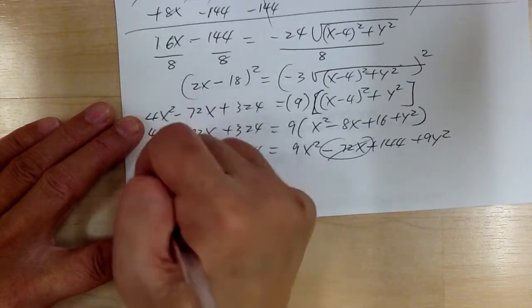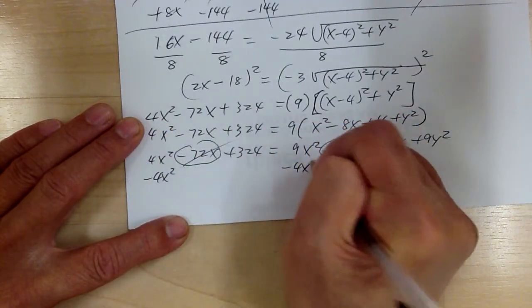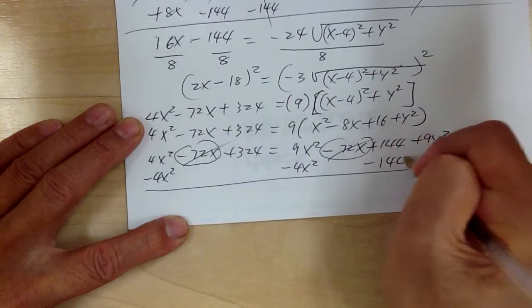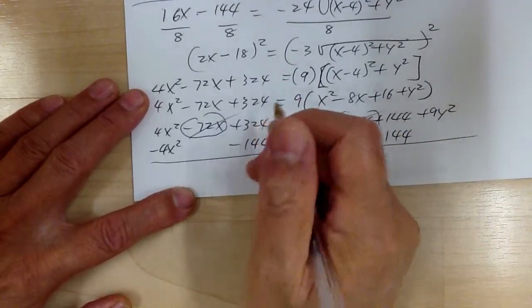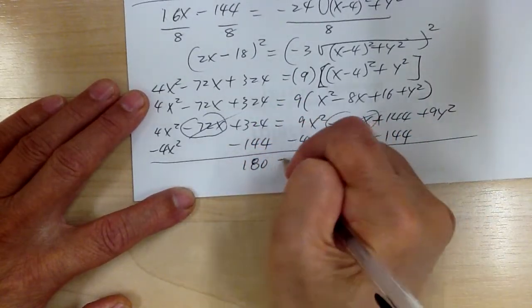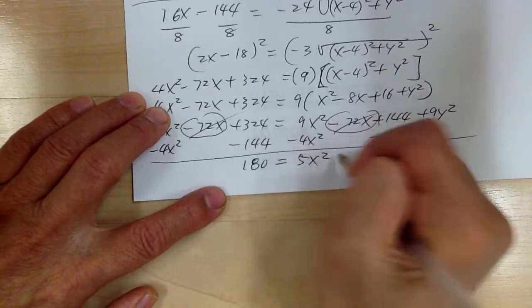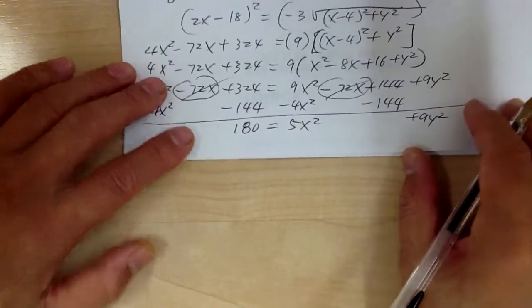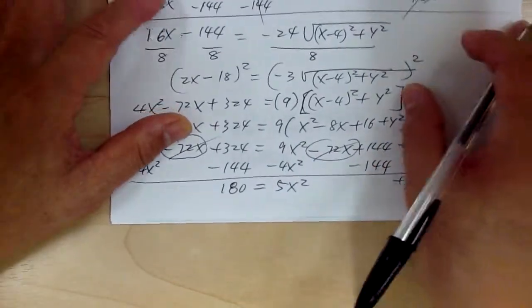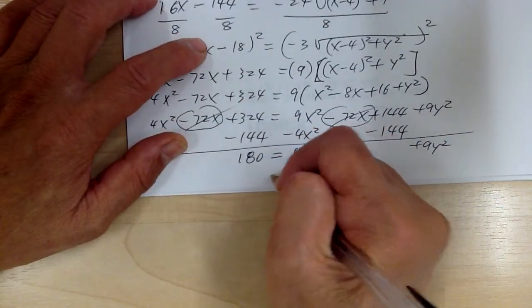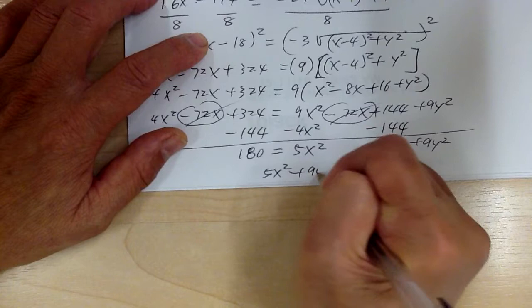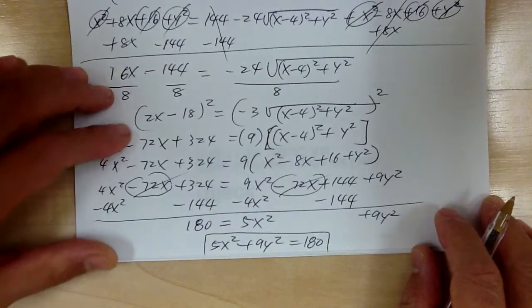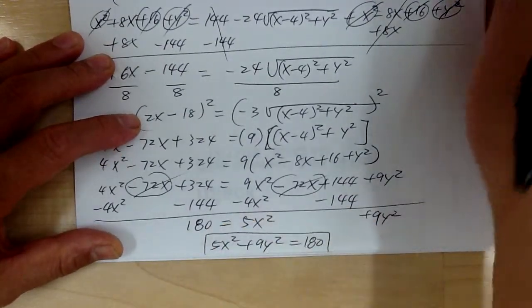So I'm going to move this over, so minus 4x squared, minus 4x squared. And I'm going to move this to this side, so minus 144, minus 144. So I get 180 is equal to 5x squared plus 9y squared. This looks kind of awkward, so I'm going to flip it over. So I get 5x squared plus 9y squared equal to 180. So just switch sides.